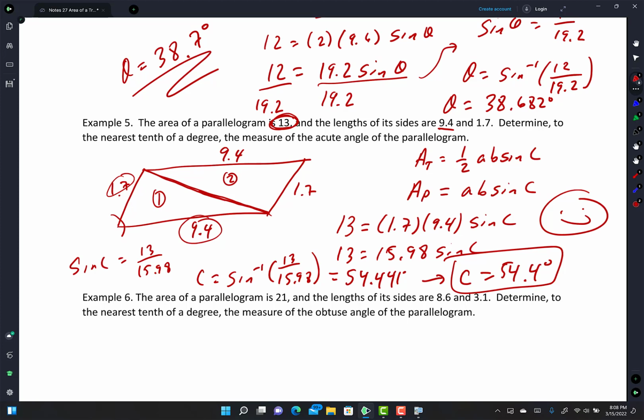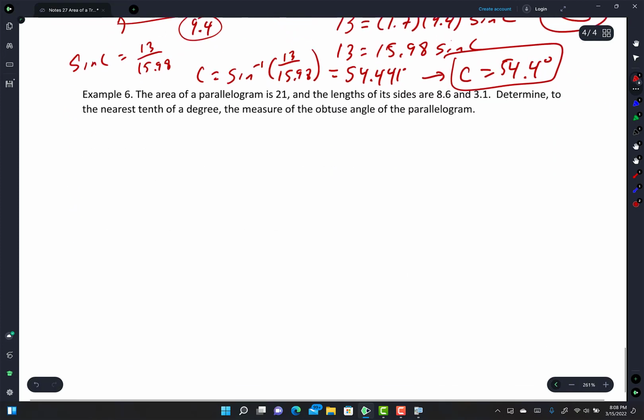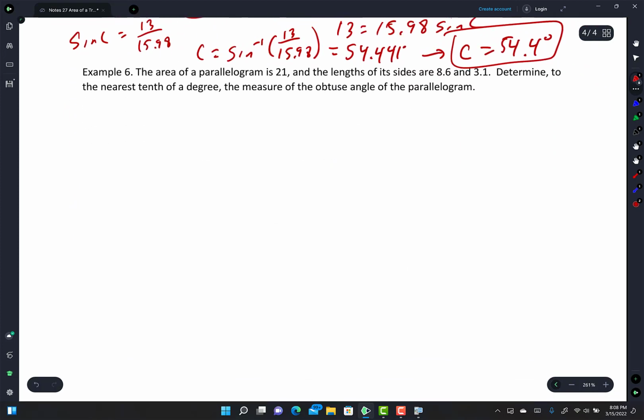All right, one more. Last one. This is going to be a fun one. And don't worry, it won't take too long. We're already pretty fresh. The area of a parallelogram is 21, and the length of its sides are 8.6 and 3.1. Determine to the nearest tenth of a degree the measure of the obtuse angle of the parallelogram.